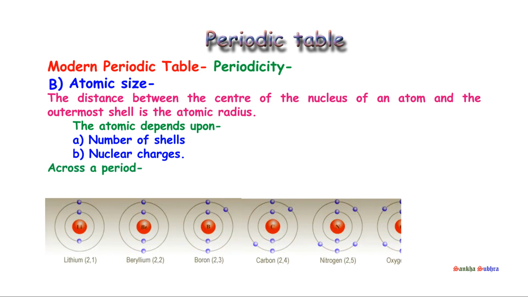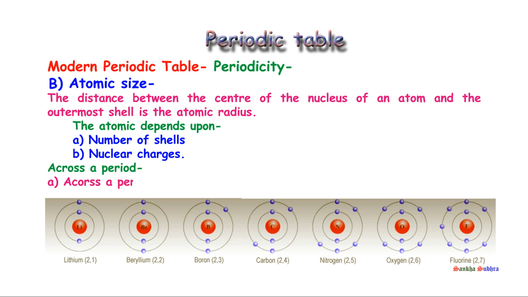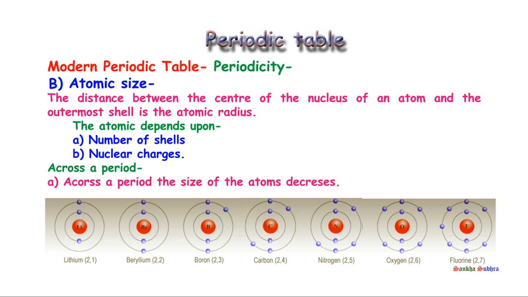Now we are trying to discuss the periodicity of atomic size across a period. Across a period, the size of the atoms is going to decrease, because within a period the electrons are going to be added in the same shell, but at the same time another proton is going to be attached in the nucleus.